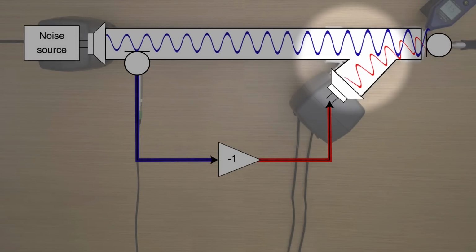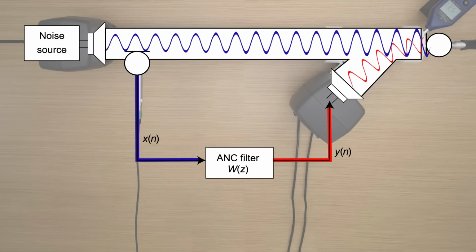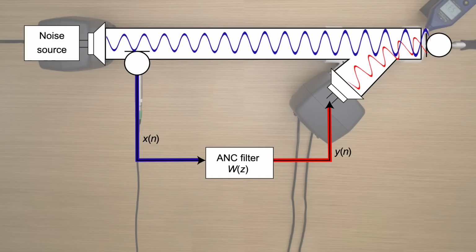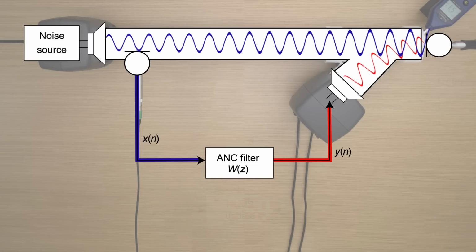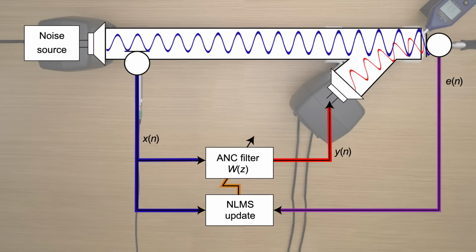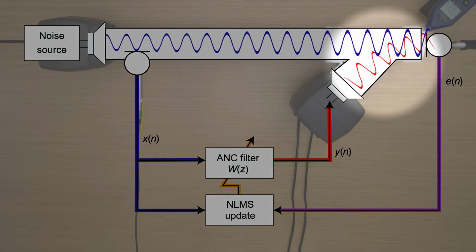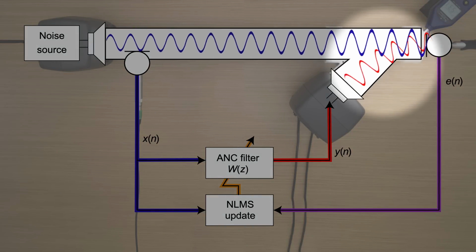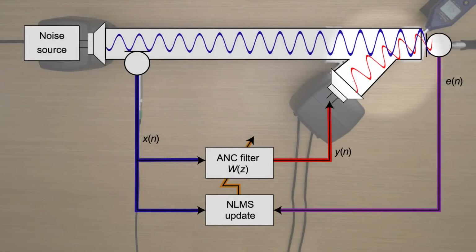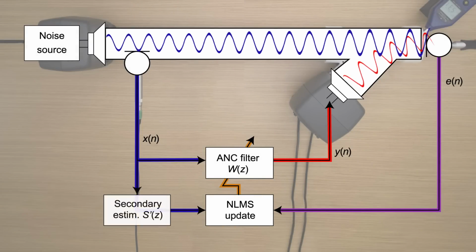We can determine the characteristics of this primary path filter by using an adaptive filter algorithm. This filter will adapt until it has learned the filter weights that provide a digital representation of this filter. The update algorithm that we use to update the filter weights is called normalized LMS. But wait, the anti-noise speaker has its own propagation path as well. We must also take that path into account. The propagation path from the anti-noise speaker to the error microphone is called the secondary path.